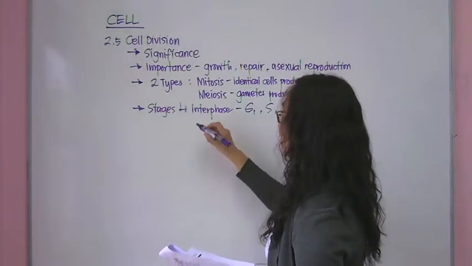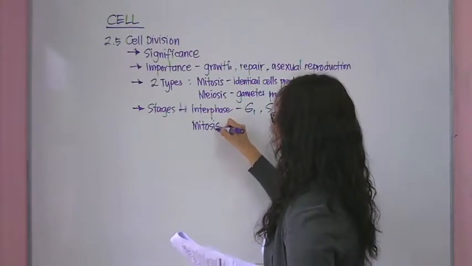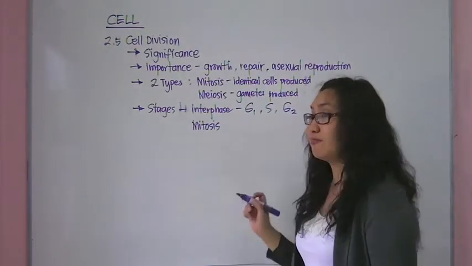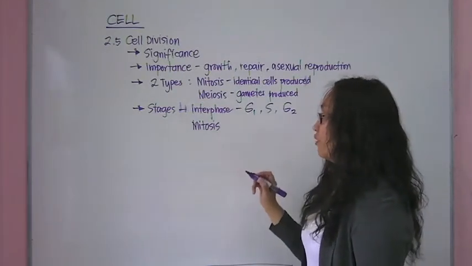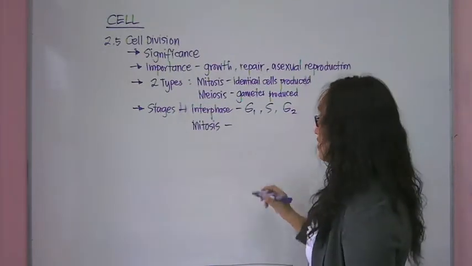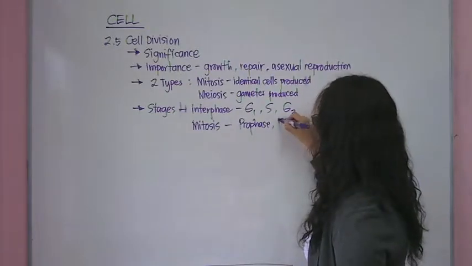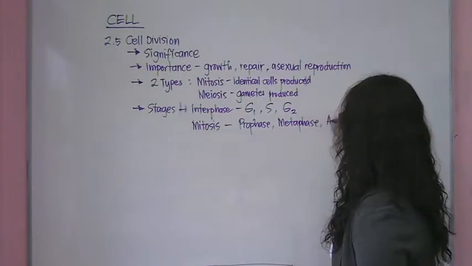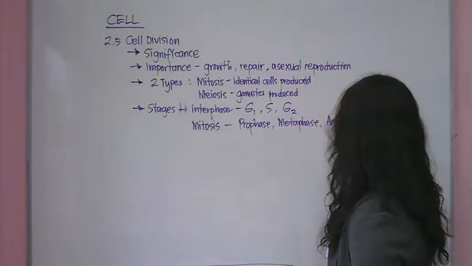Right after interphase, this is where mitosis, or the process of meiosis, is going to enter. But the case of meiosis is going to be discussed in a different topic. So mitosis includes four substages: prophase, metaphase, anaphase, and telophase.